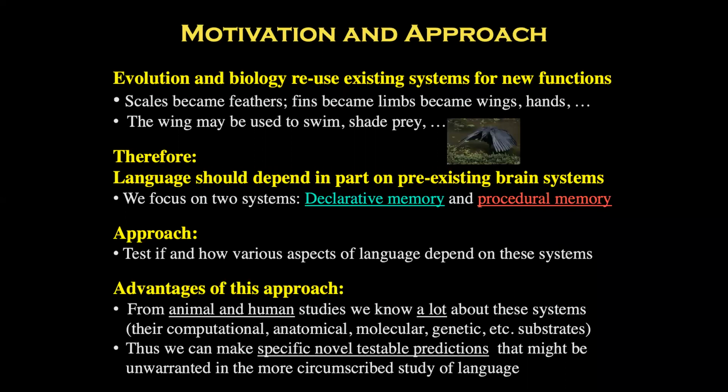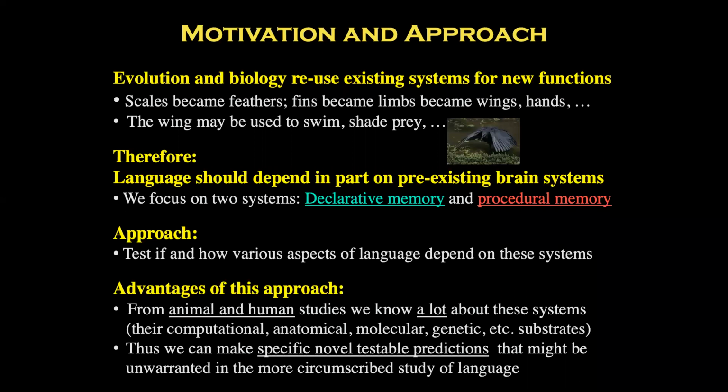So our approach is simply to test if and how various aspects of language depend on the systems. That's our entire approach. Okay? And as I said in the opening slide, one of the advantages of this approach is that both from animal and human studies, animals mainly rodents as well as non-human primates, but also other vertebrates as well, we know a lot about the systems on a computational basis, how learning occurs on an anatomical basis, molecular genetic, and new areas of research is how learning and retention can be improved in these systems. We know about that too for these systems, so that should apply to language as well.